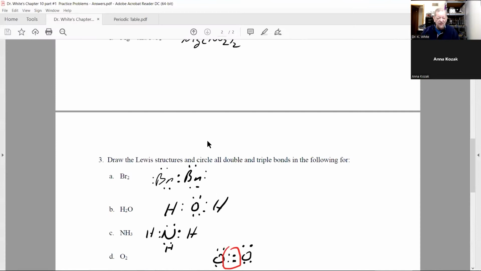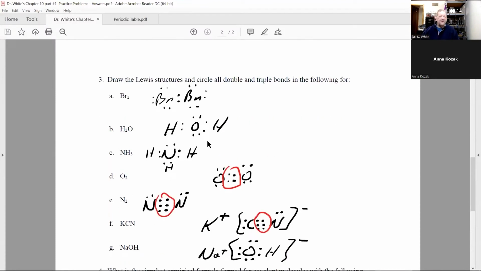All right, let's move on. Next one is draw the Lewis structure, and circle all double and triple bonds. How do you draw a Lewis structure? You take the valence electrons. And remember, all atoms want an octet, except hydrogen. Octet means 8, and hydrogen's octet is 2.